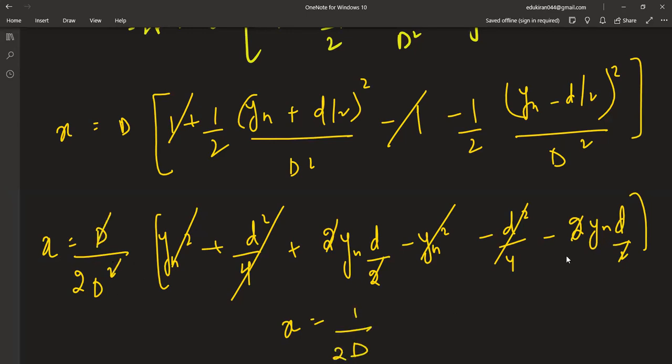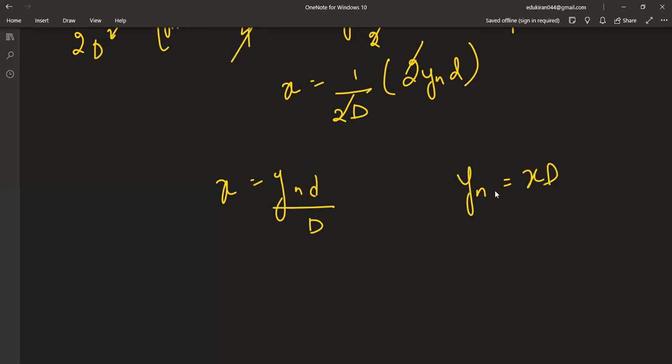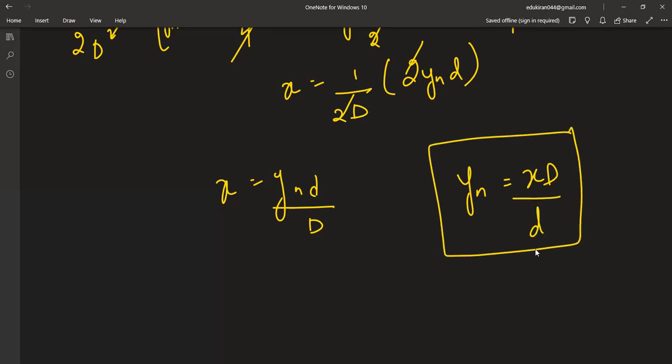So 1 by 2d from here. And from here, yn d plus yn d, that is 2yn d. So 2 is cancelled. Further, what are we getting? x is equal to yn small d by capital D. So the equation of displacement from the central bright fringe is x capital D divided by small d. Small d is the separation between both the slits.